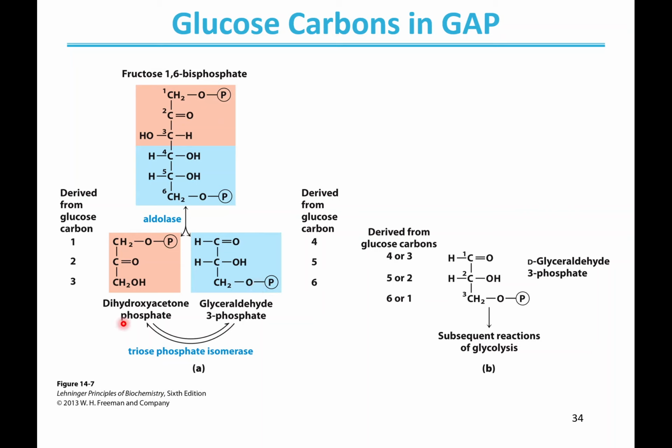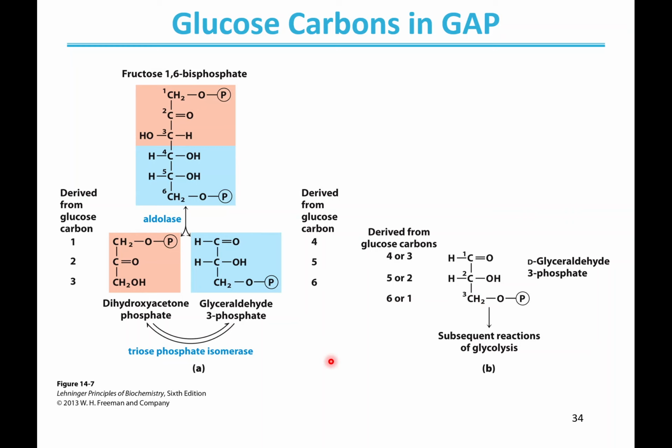So where do those carbons go? Carbon 1 is phosphorylated, so carbon 1 is going to be like carbon 6 on glyceraldehyde 3-phosphate, and that is summarized here. So from our glyceraldehyde 3-phosphate, we can now call these carbons 1, 2, and 3 of GAP. Where did they come from? Carbon 1 on GAP came from either carbon 4 or carbon 3 of glucose. Carbon 2 on GAP came from carbon 5 or carbon 2 on glucose. And carbon 3 on GAP comes from carbon 6 or carbon 1 on glucose.